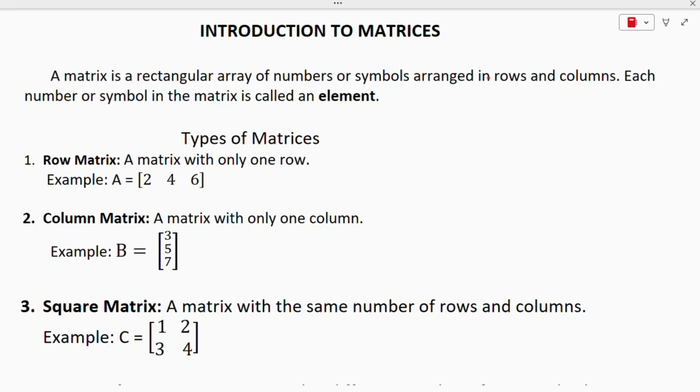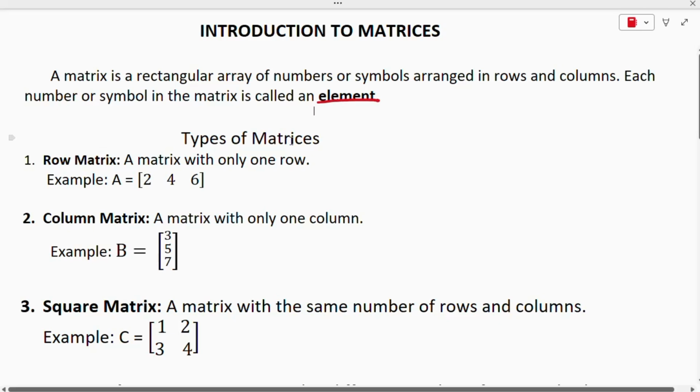We want to take a look at this topic called matrices. So right here in this video, I'm going to walk you through everything you simply need to know on matrices. So, introduction to matrices. A matrix is a rectangular array of numbers or symbols arranged in rows and columns, and each number or symbol in the matrix is called an element. So each number or symbol you see in the matrix is called an element.